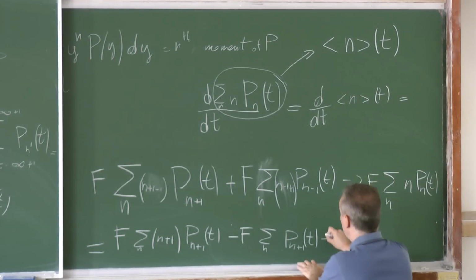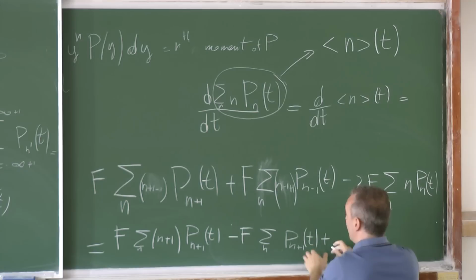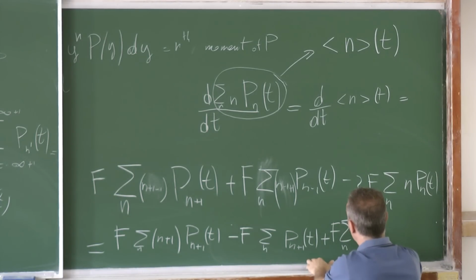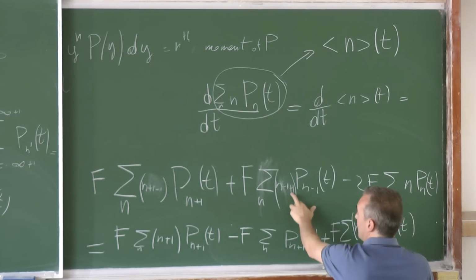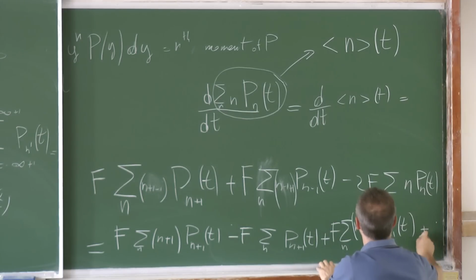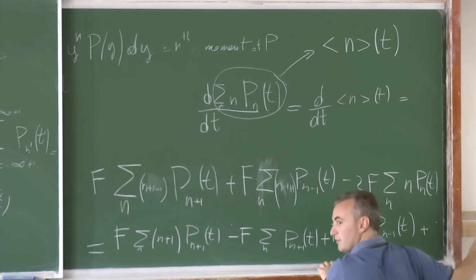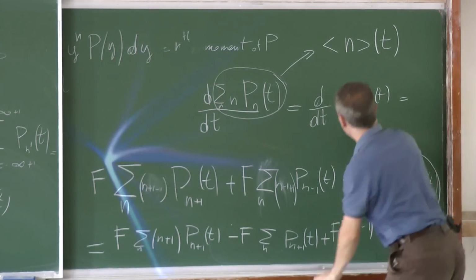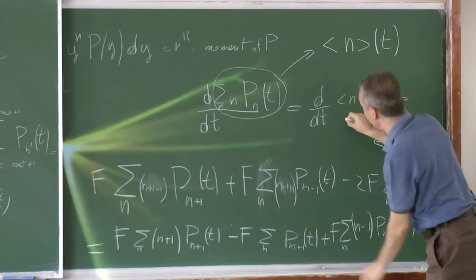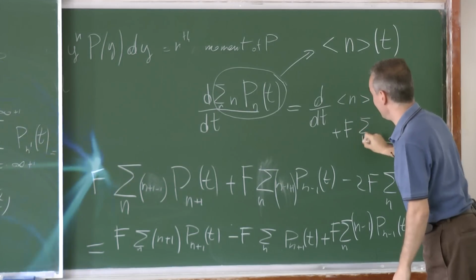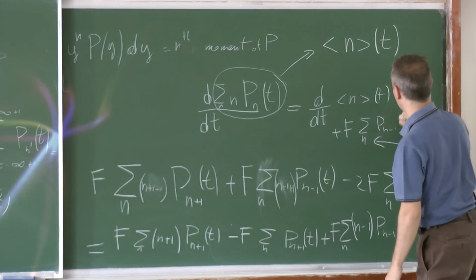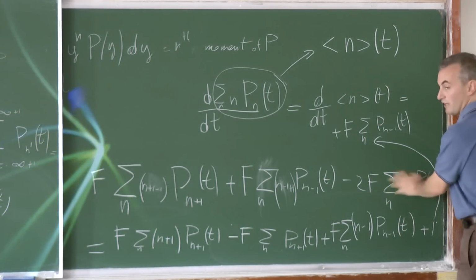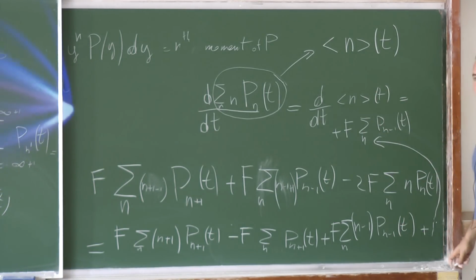So plus over here is similar, but I'm interested in n minus 1 to isolate that. So I have f sum over n minus 1 multiplied by P_{n-1}(t), and then I have this plus. Remember this is a plus sign, f sum over n, and now it's P_{n-1}(t). And I don't have to do anything here, it's the same as that.